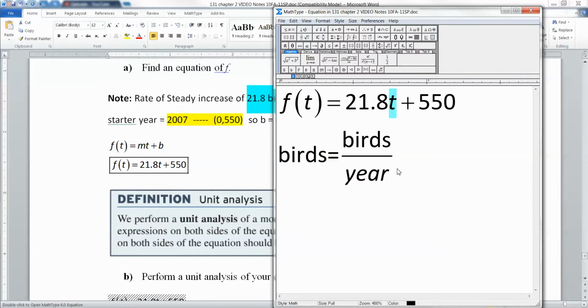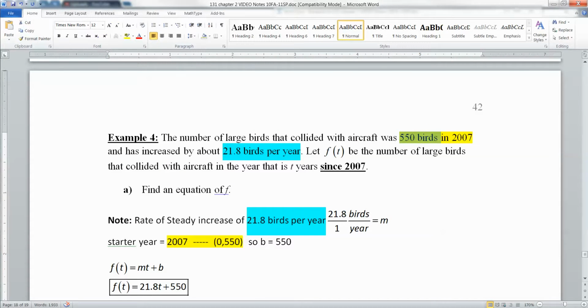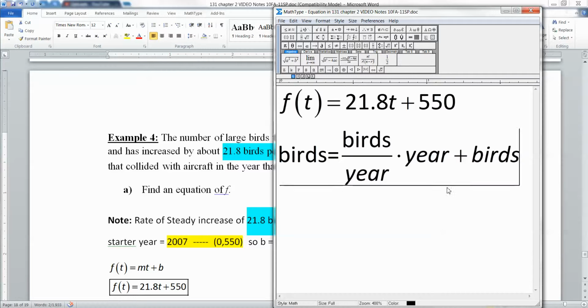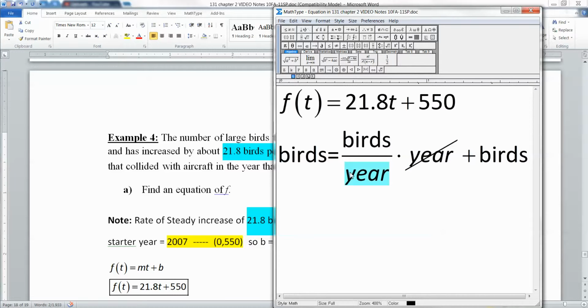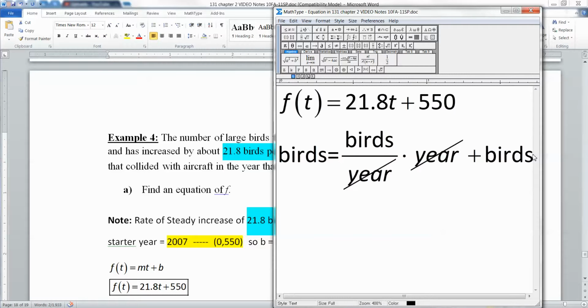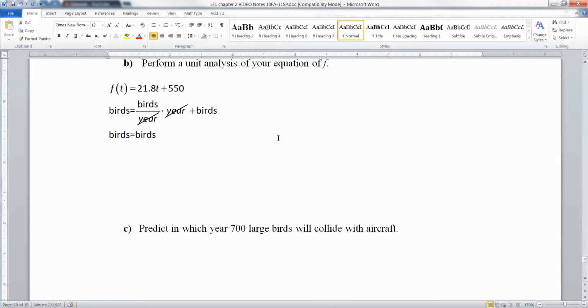Now time is measured in years, so that's times year, plus that 550 was a number of birds. It was 550 birds, so you say plus birds. Now what's going to happen here? With the year here and the year here, if you have year over year, those units cancel, right? So you're left with, on the right-hand side, birds plus birds. If I have 550 birds plus 20 more birds, that makes 570 birds. So yes, the units work out. That's your unit analysis.